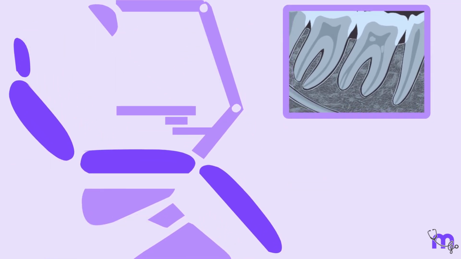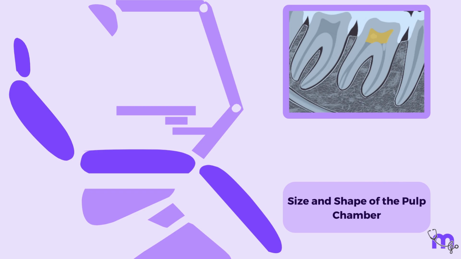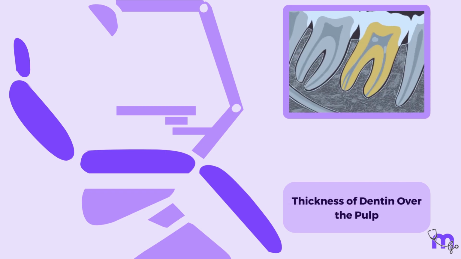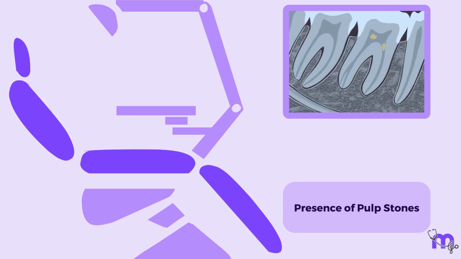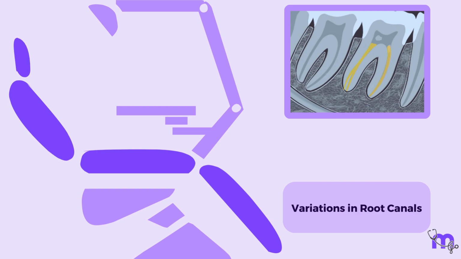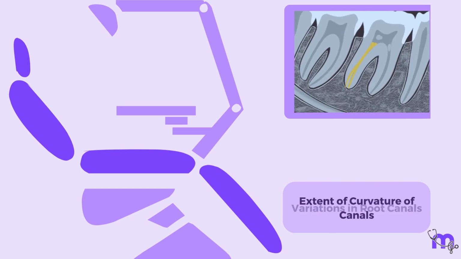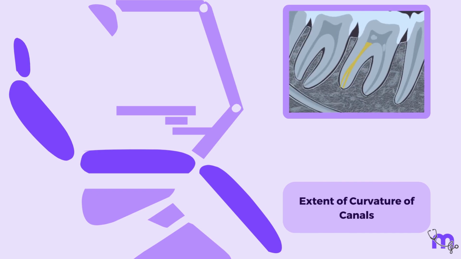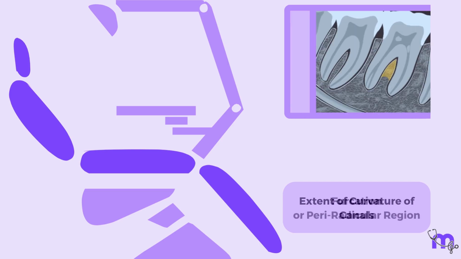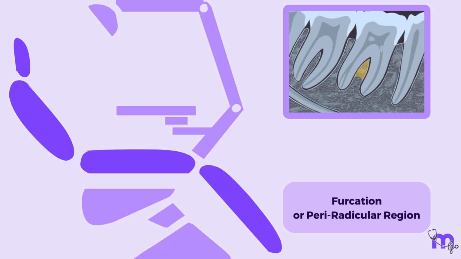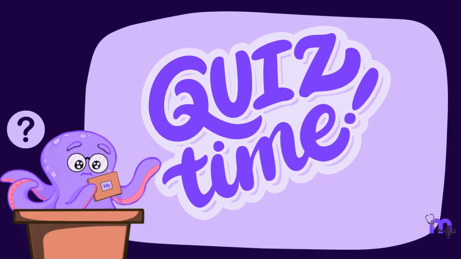Intraoral periapical radiographs are used to visualize the mesiodistal tilt of the tooth, the size and shape of the pulp chamber, the thickness of dentin over the pulp, the presence of pulp stones, variations in root canals, the extent of curvature of canals, and changes at the furcation or periradicular region. Pop quiz.